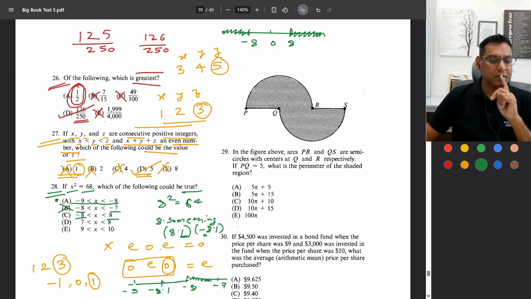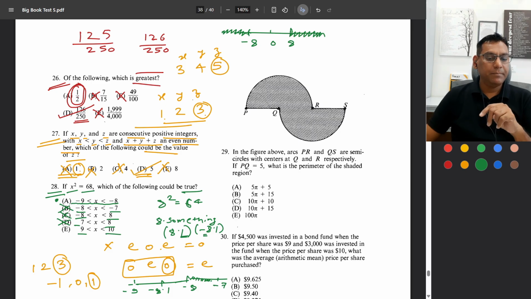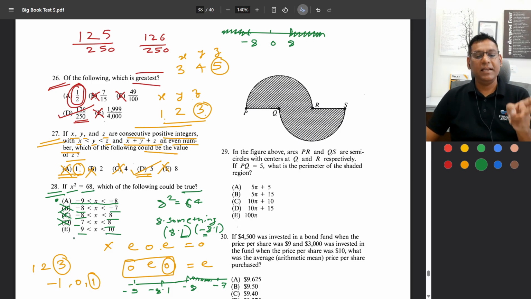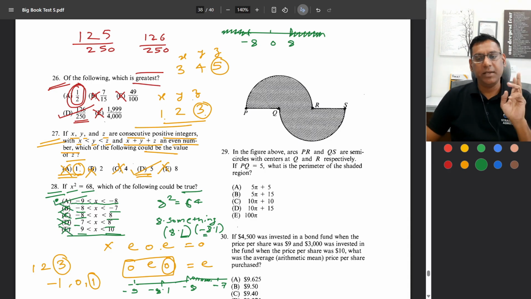Okay, so this doesn't work. 7, 8, no. 7 less than x less than 8 basically means this number is lying between 7 and 8. No, the number is actually lying between 8 and 9, so this is out. 9, 10, this says that the number would lie between 9 and 10. No, this number actually lies between 8 and 9, so this is also out. The answer has to be answer choice A.